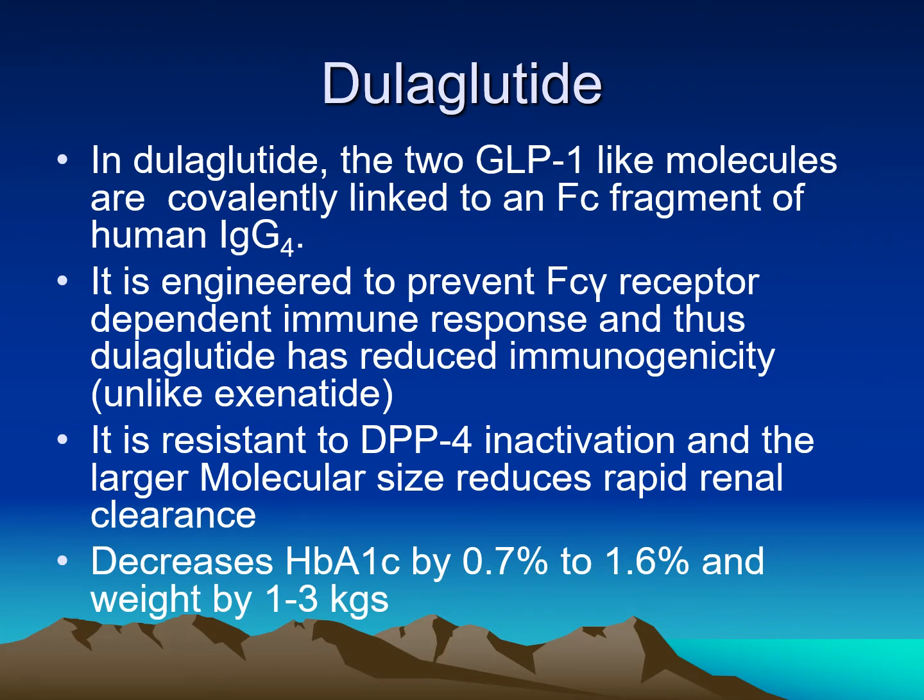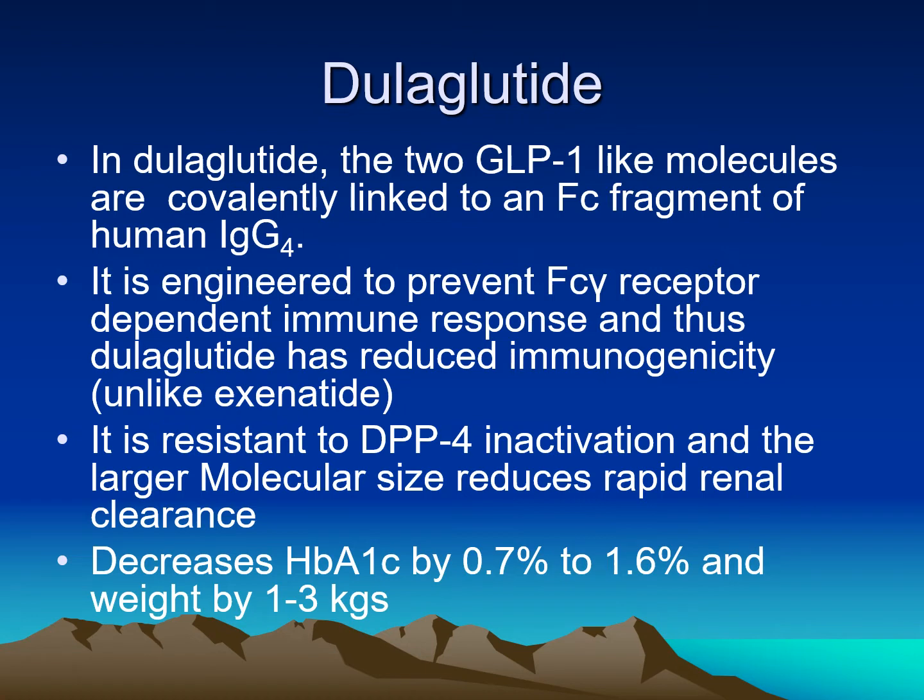Dulaglutide is a newer development in which two GLP-1-like molecules are covalently linked to the Fc fragment of the human IgG4. It is engineered to prevent the Fc gamma receptor dependent immune response, so it has less immunogenicity. That is important as compared to exenatide. It is also resistant to DPP-4 inactivation, that makes the molecular size larger, so rapid renal clearance is reduced, so it stays in the body longer.